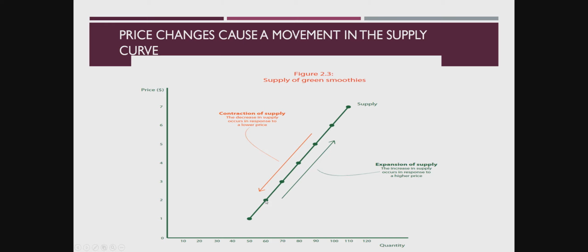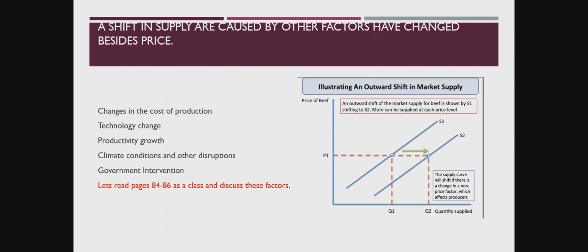Moving from $2 to $4, we can see that the supply is actually expanding. But if we went from $4 to $2, that would be known as a contraction of supply. So if you see a movement along the supply line to the left, it's always known as a contraction. But if you see a movement towards the right, it's an expansion.